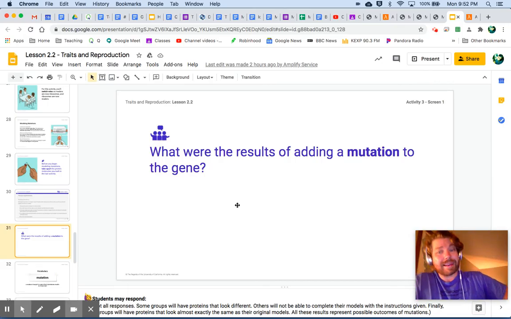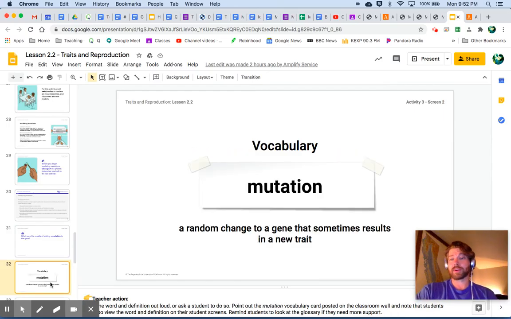So the result of adding a mutation to the gene was that we should have noticed we were not able to make the same protein. The protein itself was different. And hey, that makes sense, right? If you change the instructions, you get a different final outcome. Vocabulary term: mutation, a random change to a gene that sometimes results in a new trait.